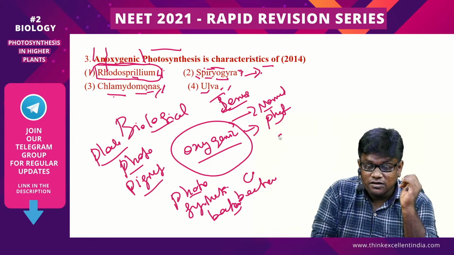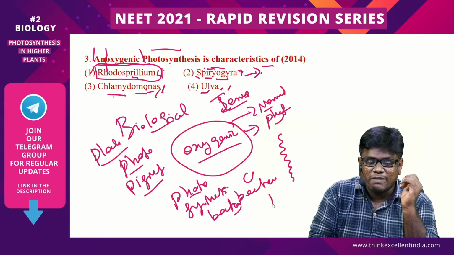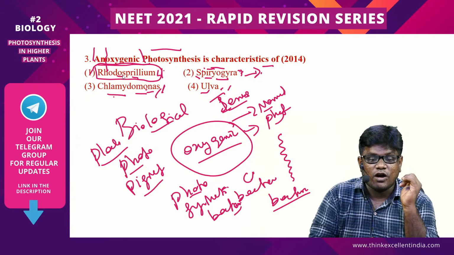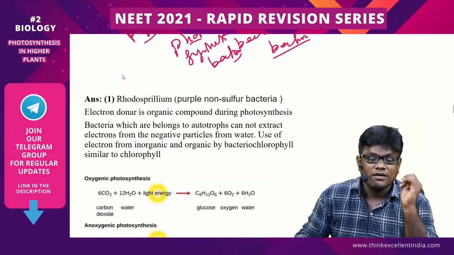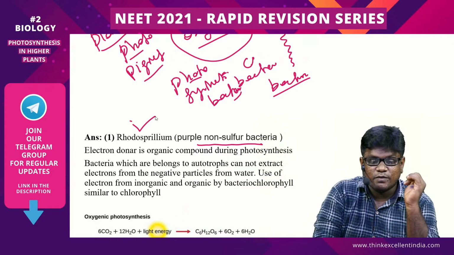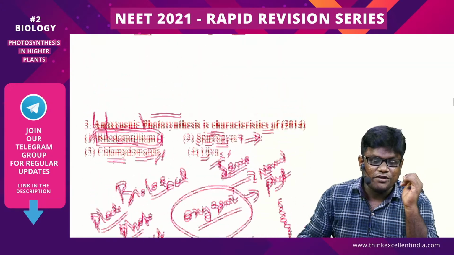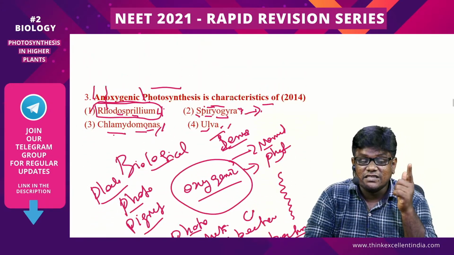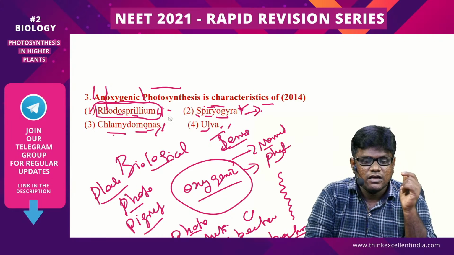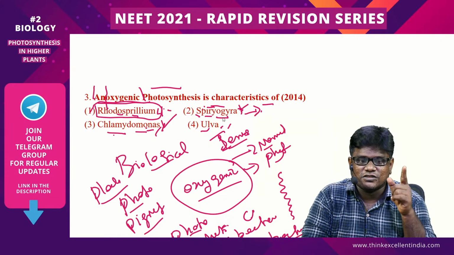Spirillum means what? Spirally structured bacteria. Okay, so what does rhodospirillum mean? Rhodo means purple. The option is purple non-sulfur bacteria, rhodospirillum. Before we go there, you have to be very clear about what sort of photosynthesis Spirogyra is doing.